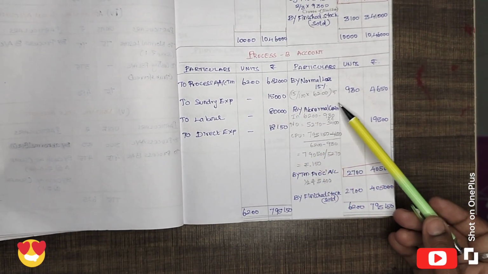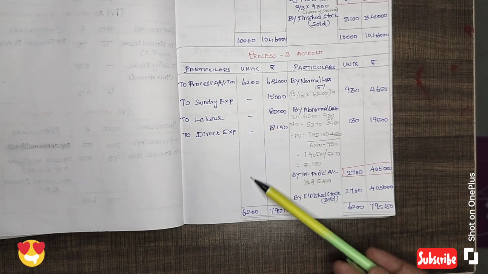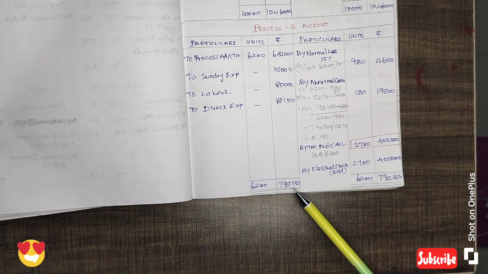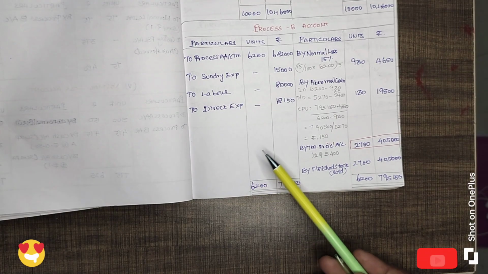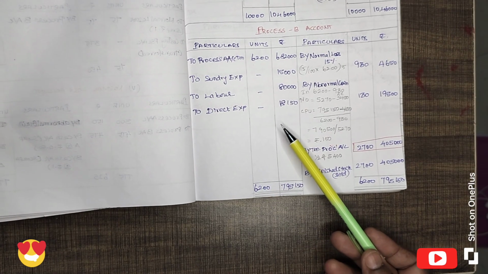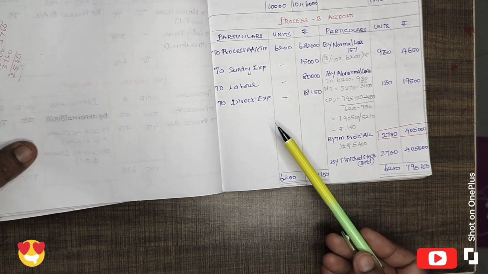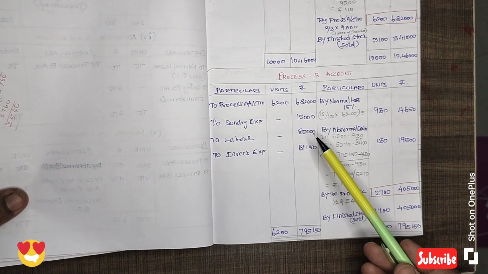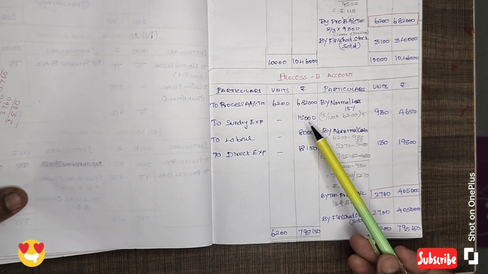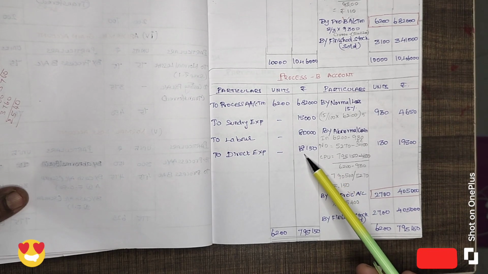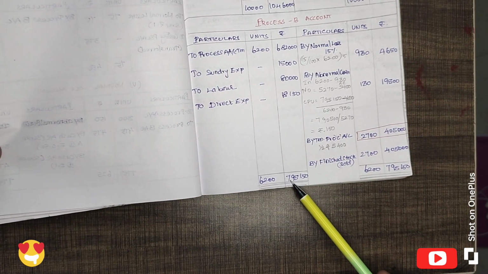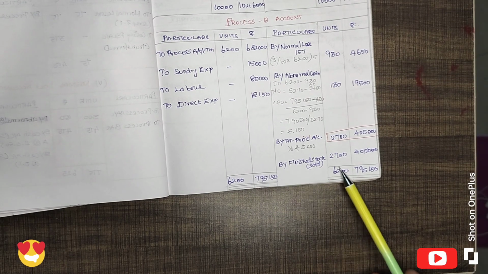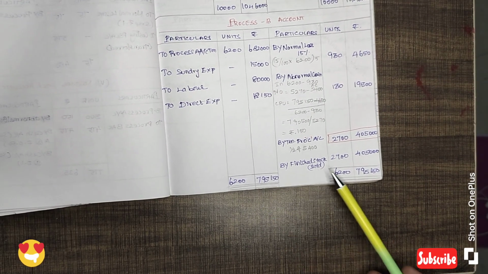Now we need to find out the normal loss. After we enter the input units and the expenses given for process B, we can find out the total. So 6,200 units, and adding 6,82,000 plus 15,000 plus 80,000 plus 18,150, you will get 7,95,150. You will enter this value on both sides.